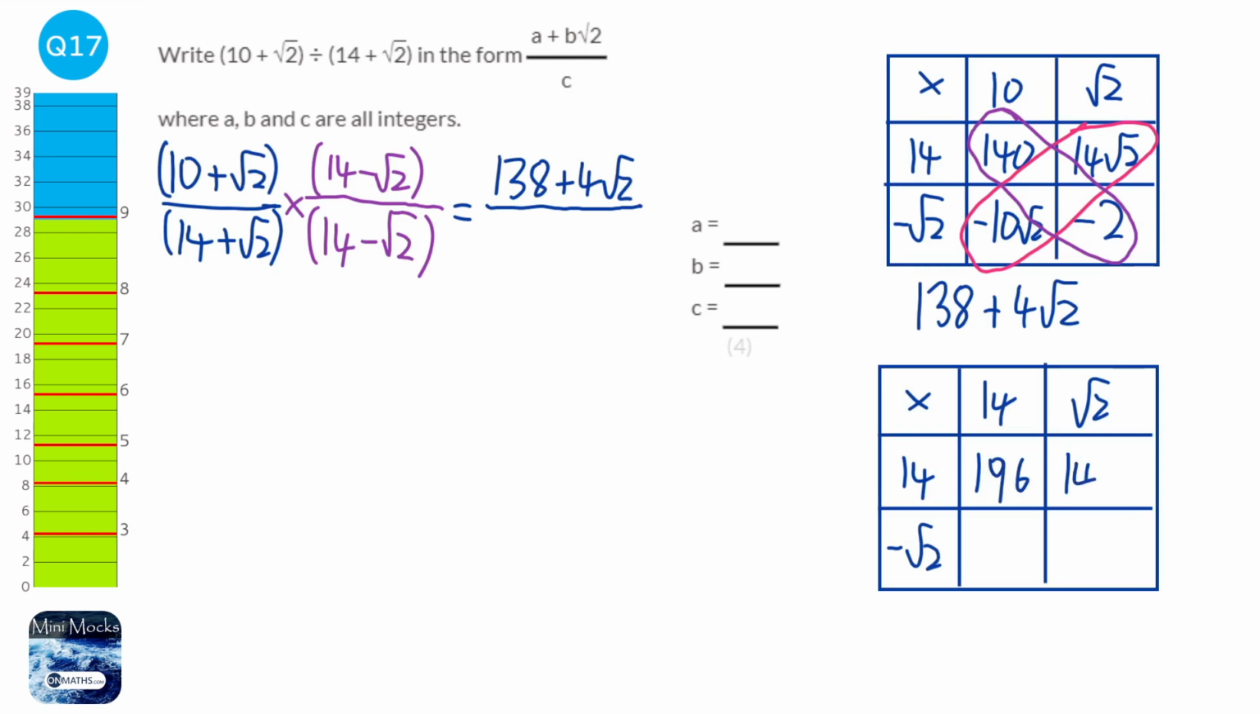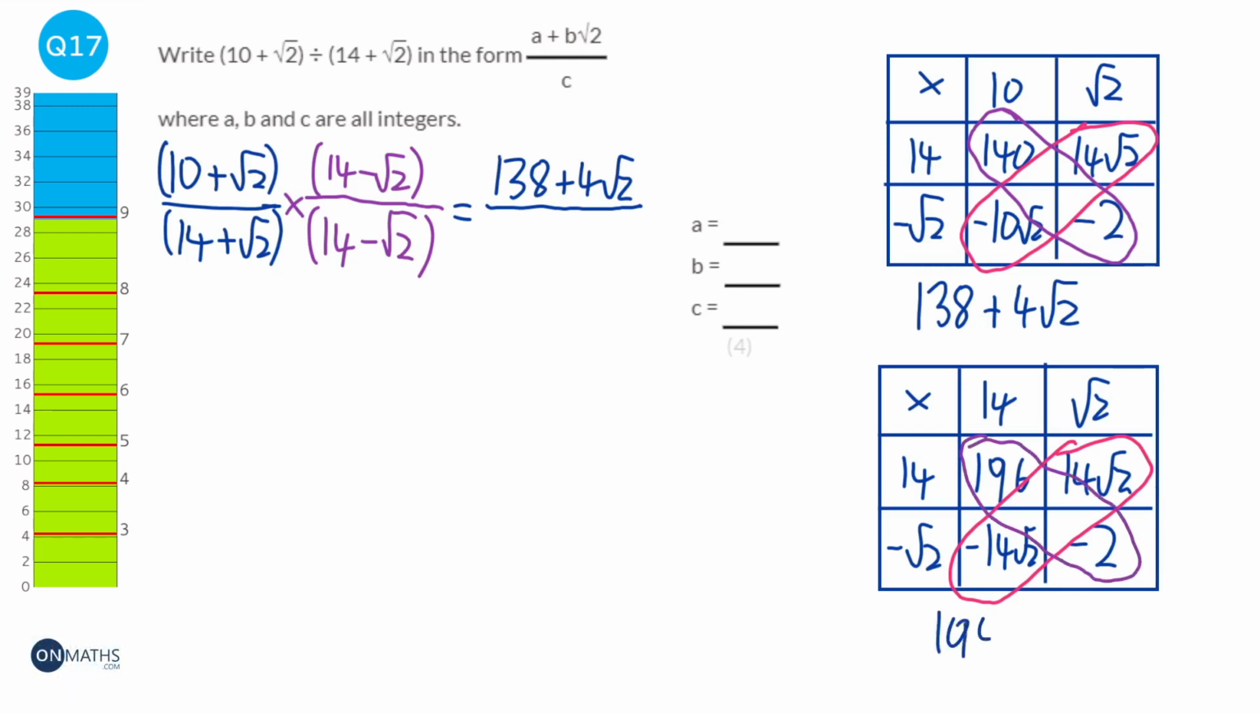14 root 2 minus 14 root 2 and then minus 2. So you can see here now there's a 14 root 2 plus minus a 14 root 2. Let's just cancel each other out to 0. So we get rid of the surd. And then 196 take away 2, which is 194. So we've got 194 at the bottom.